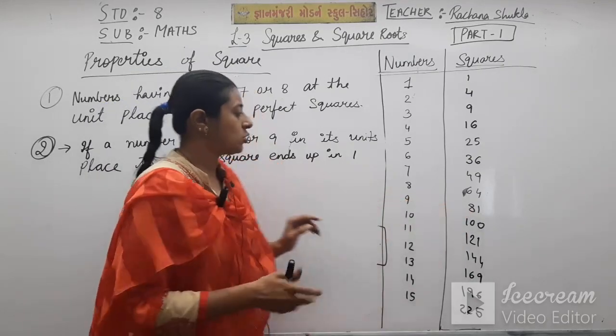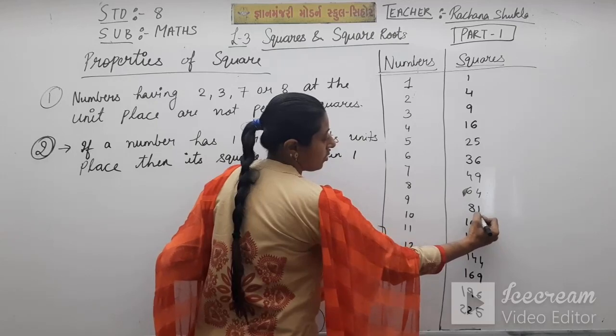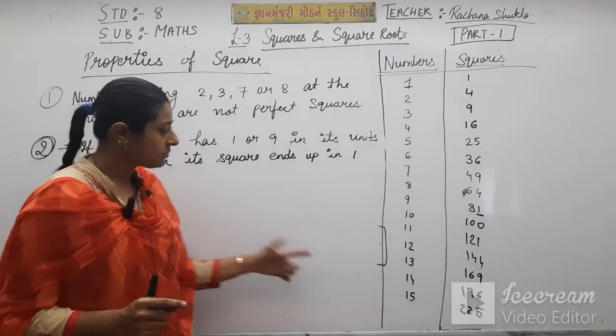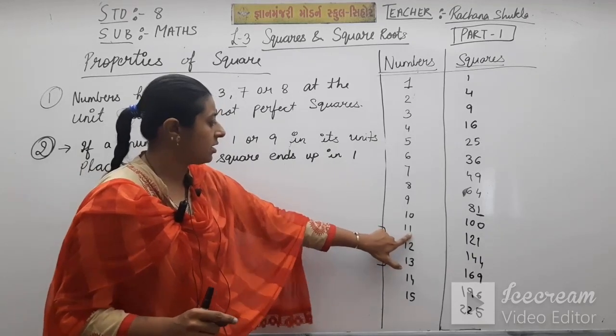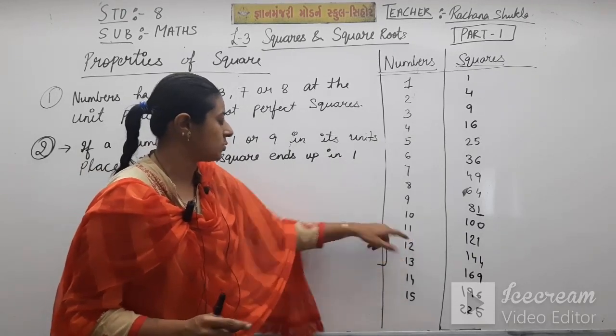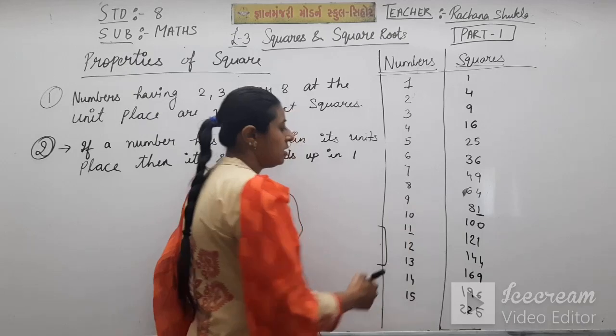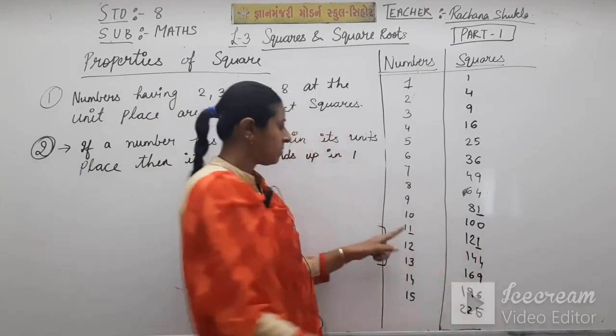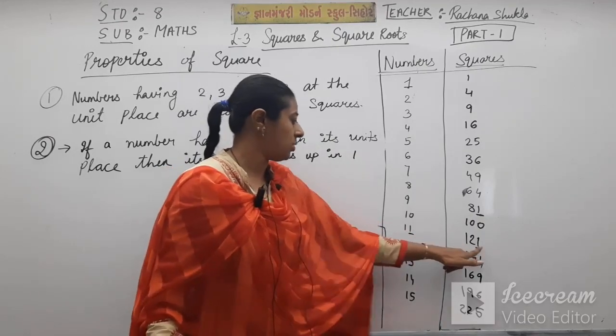So, 81. At the unit place you get 1. Then 11. If the number's unit place is 1 or 9, here 1, so what will be its unit place? 1. See, both have unit place 1.